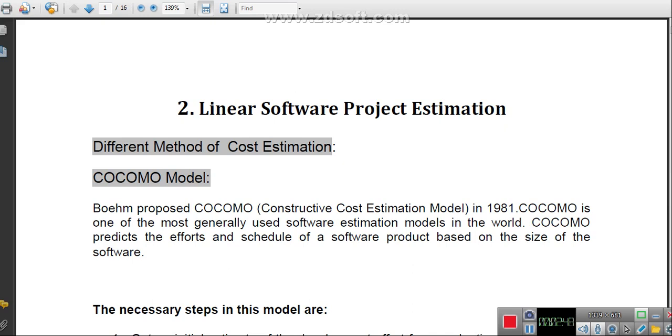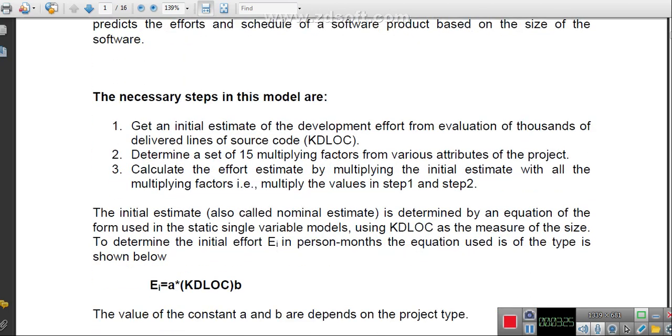It is a fast technique. If you know how much line of code is required to develop that particular project, then by using this model you can easily estimate the cost, the effort, and the time required to complete that project. Are you getting? For that purpose, you must know how many kilo lines of code are required to complete that particular project.